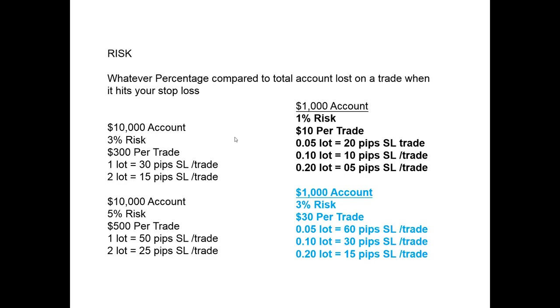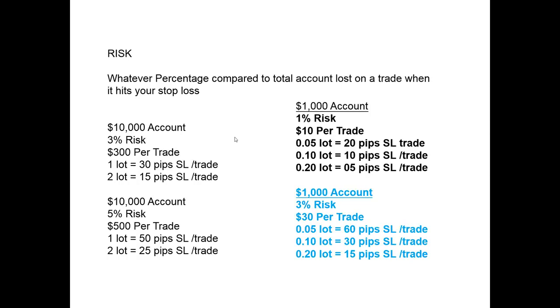So a 0.20 lot, you're only going to be able to have a 5 pip stop loss before you lose the $10, the 1% of your account. These are just guidelines, like I said. Write them down. You can adjust your trading depending on your account size.